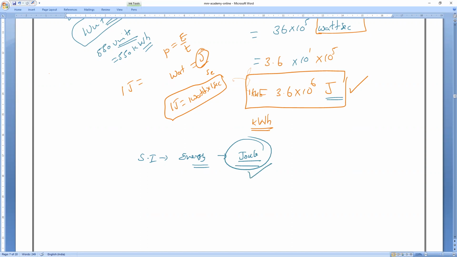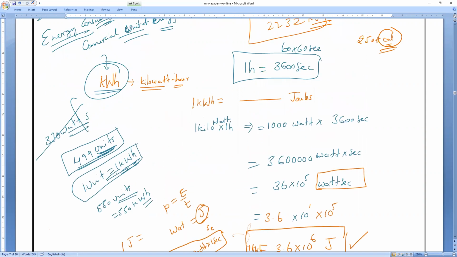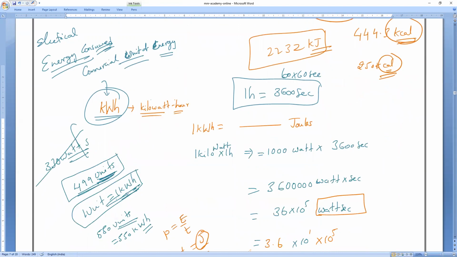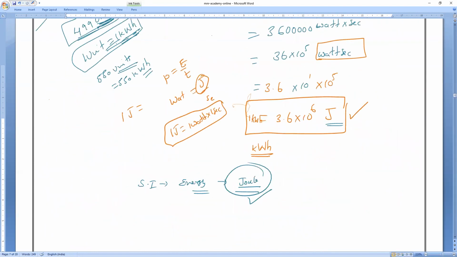Next, I have introduced one new unit. Have you checked it, everybody? I told you, this is the first time you will hear it. What is that? Electron volt. Electron volt. So let us write. And the calories also. Calories is actually a very common unit, but people don't know. Only while eating chocolates they'll see it, but later they will forget it. So let us discuss that.